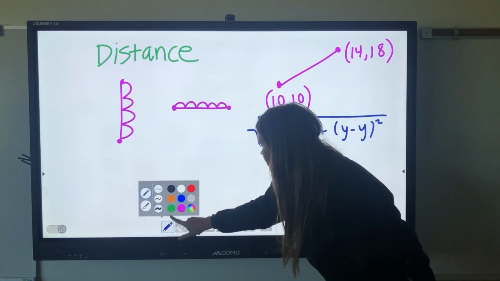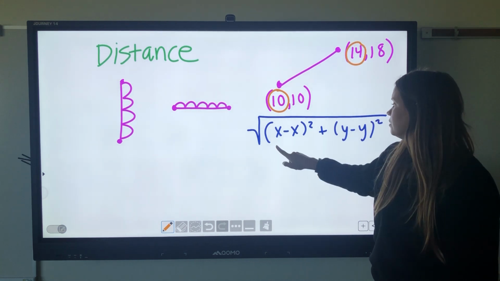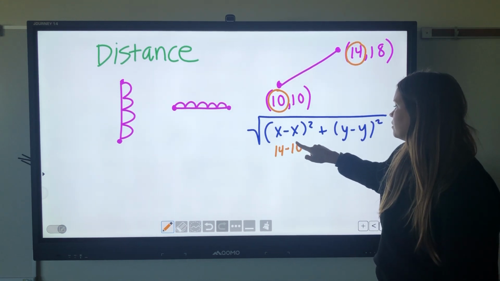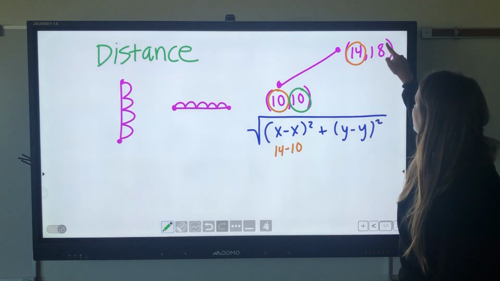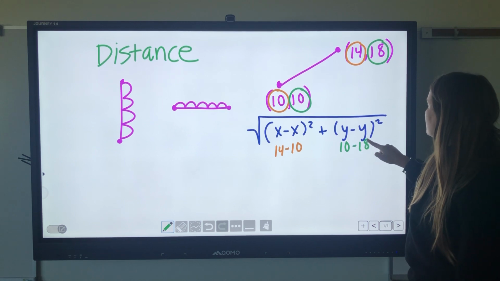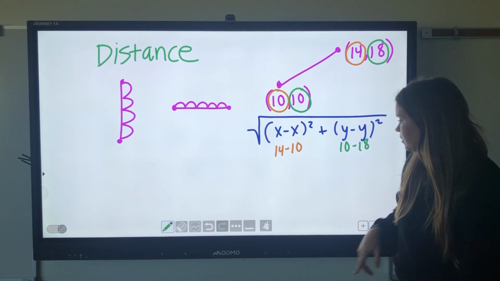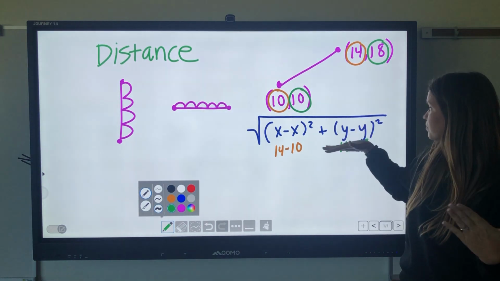So the x's are here in yellow. Front, front. 14 minus 10. The y's are the back numbers. Back number, back number. 10 minus 18. All right, and then you just either put that in your calculator, do it by hand, do it step at a time.